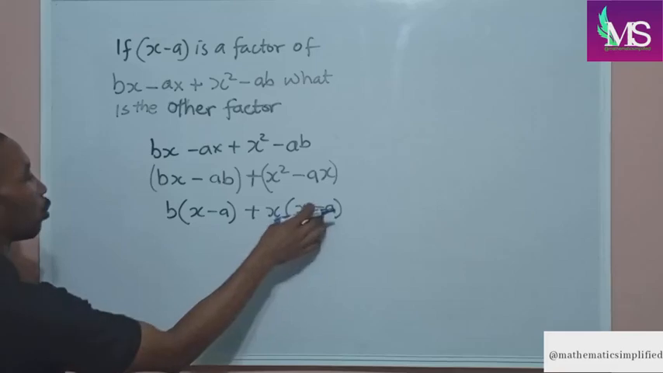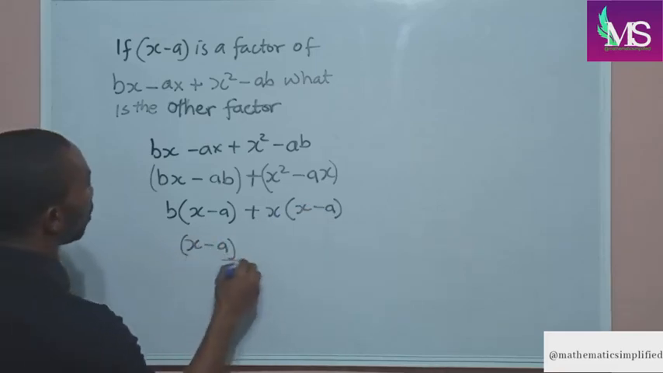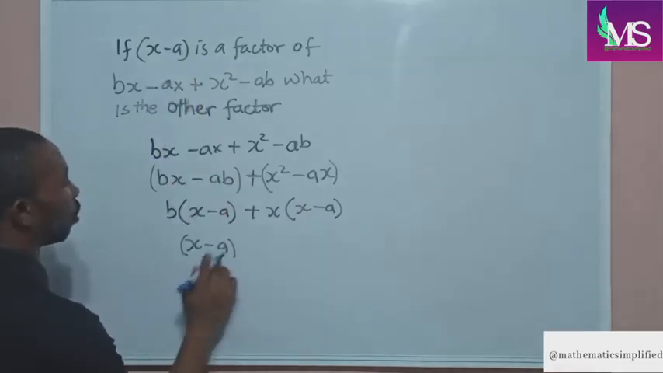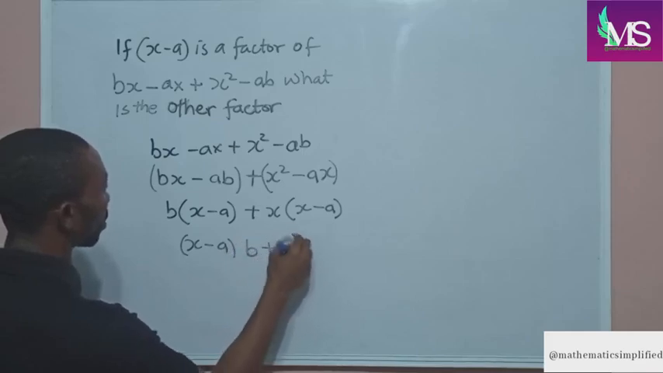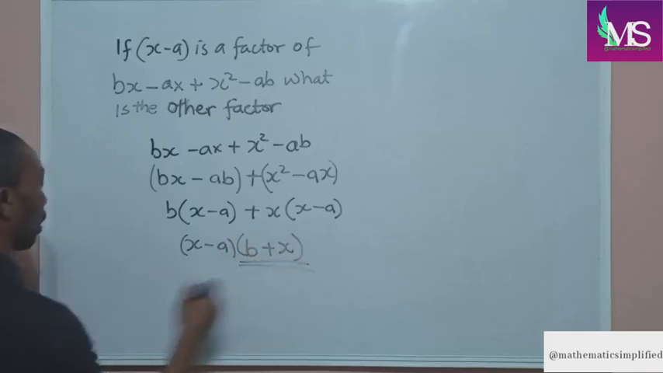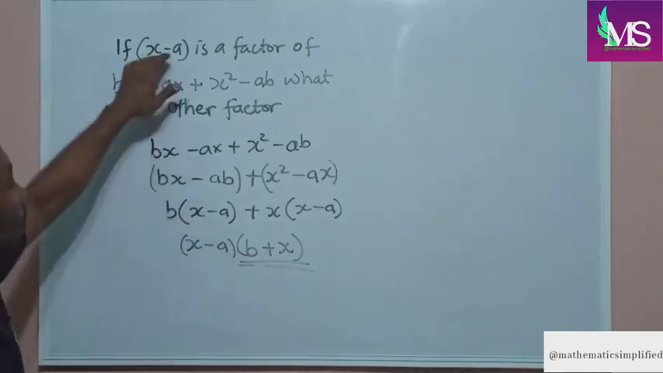So now we can see that we have a factor x minus a, just as it was stated, and the other factor will become b plus x. Okay, our other factor will become b plus x.